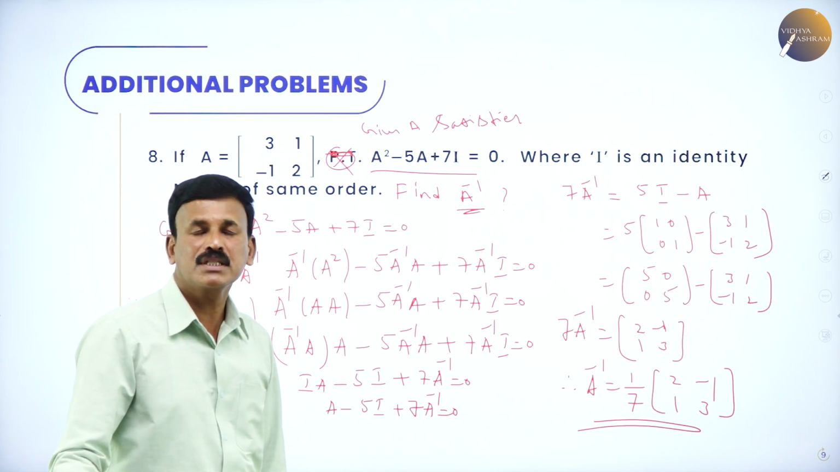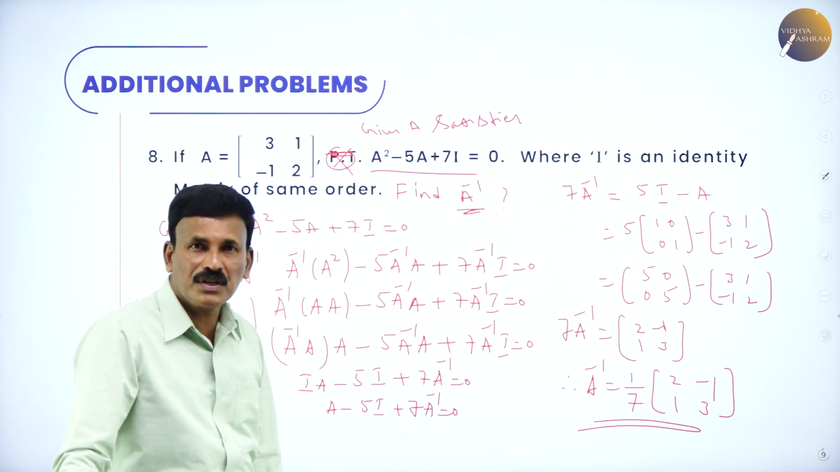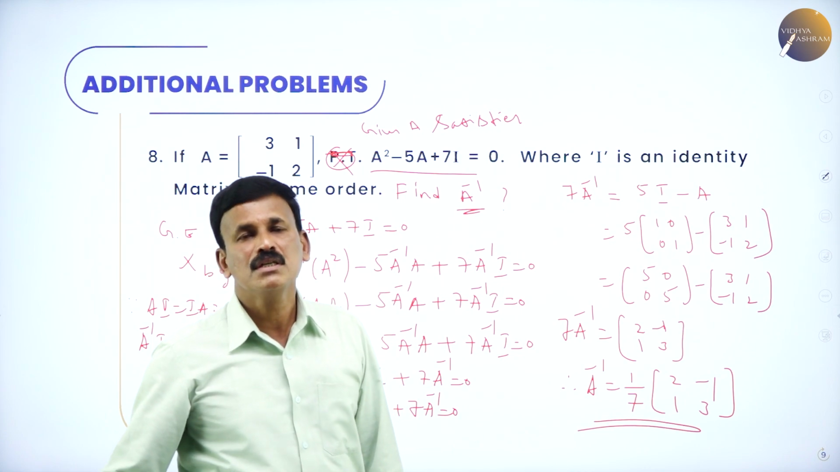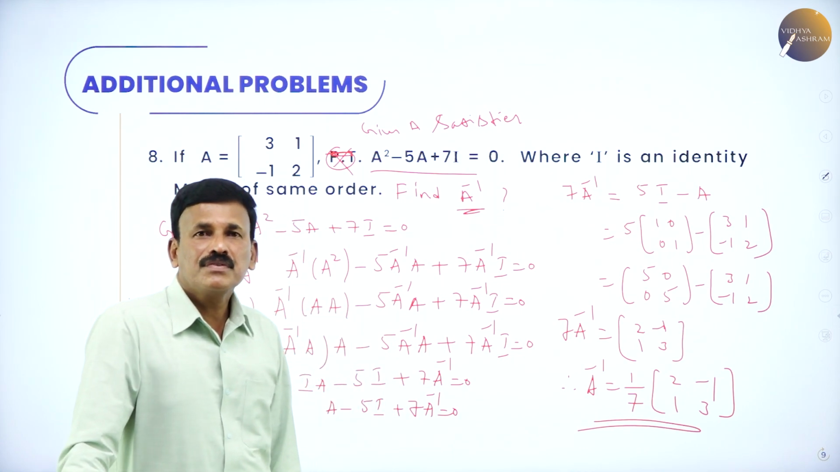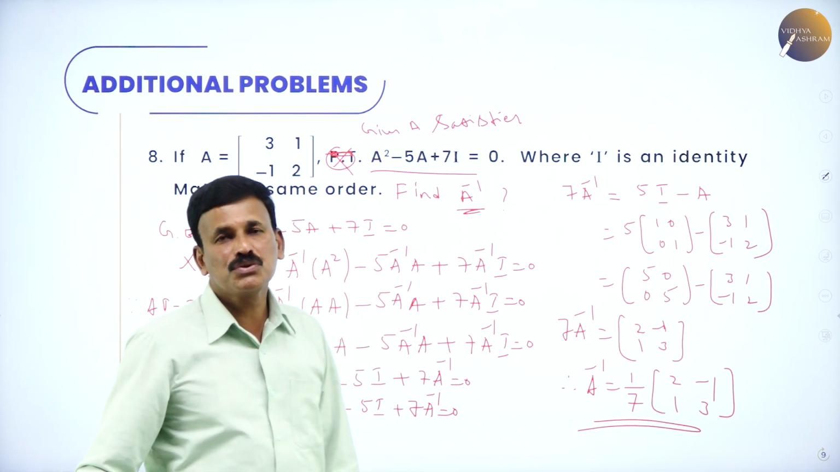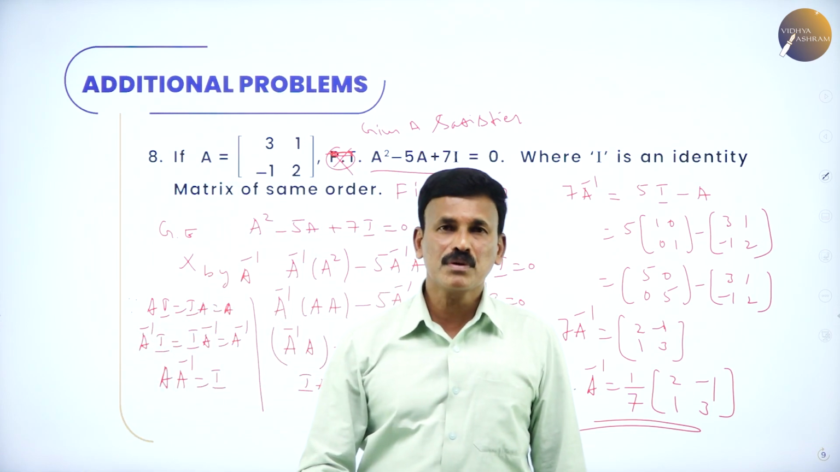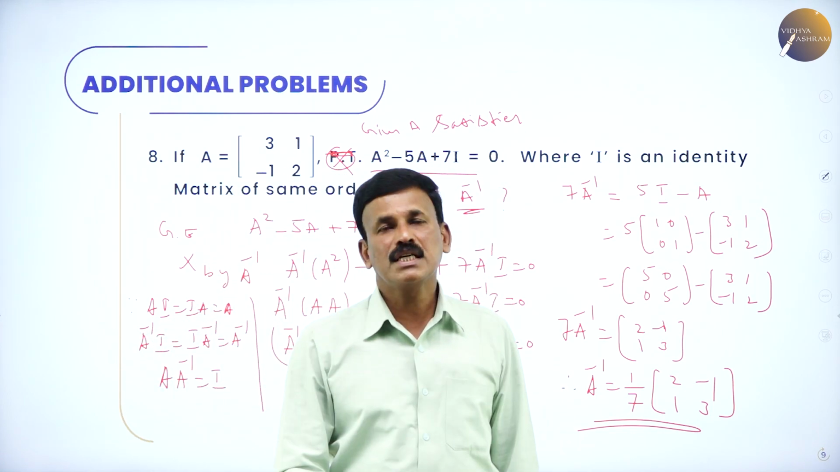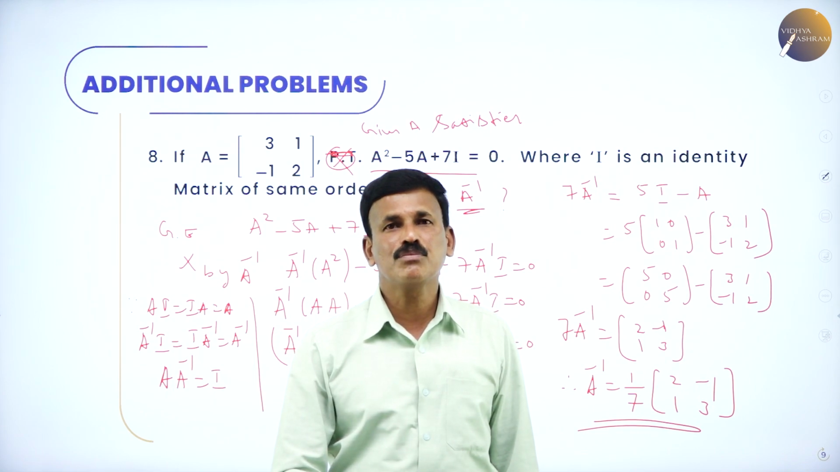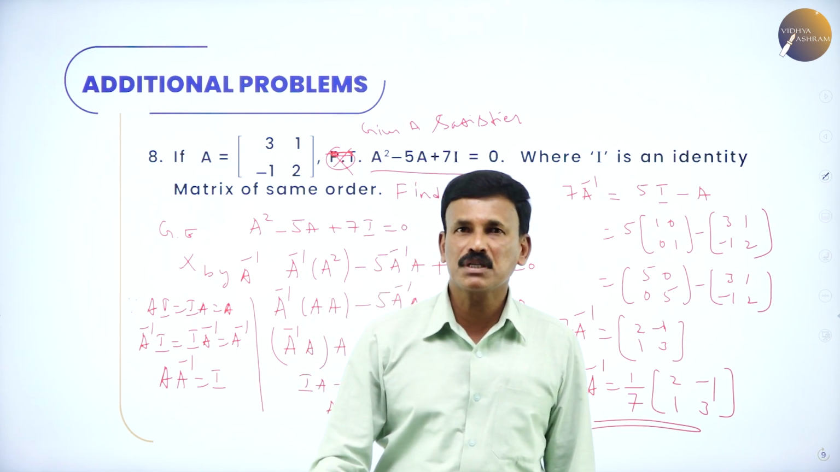So this is the other method. The first method is verifying the given equation. The second method is finding the value of A inverse. In these two types of problems, you may get one question in your final examination for 4 marks. That is in part E, 6 plus 4 marks.